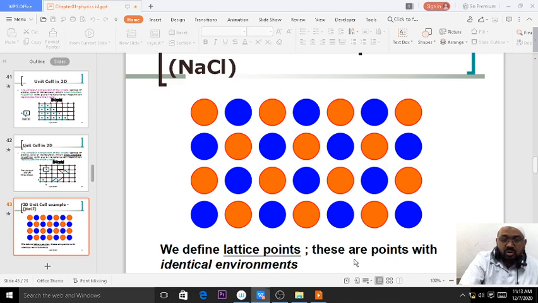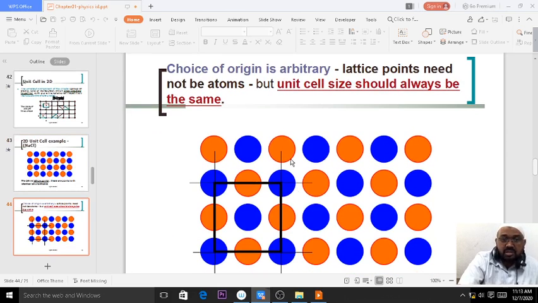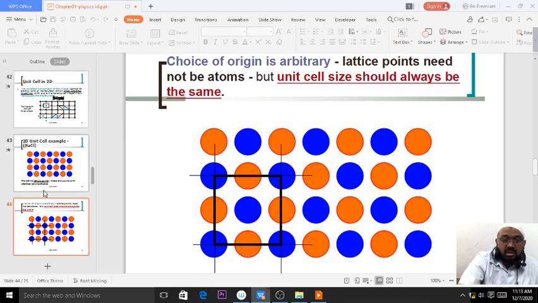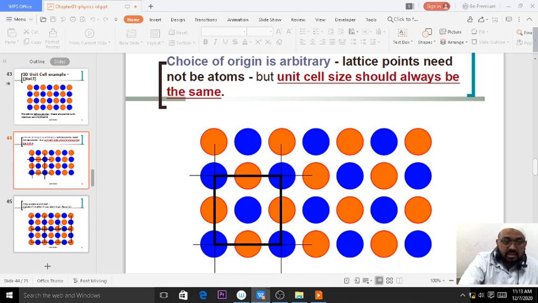So we define lattice points; these points are identical, they have identical environments. Again, we have taken an orange and a blue one. Here, the orange and blue indicate one lattice point associated with the atoms. We'll call such a structure your choice of the origin. Here, whichever particular point you take as an origin or reference point, it is your choice. In 2 dimensions, when you join these particular points, we'll call such a thing the unit cell in 2 dimensions.